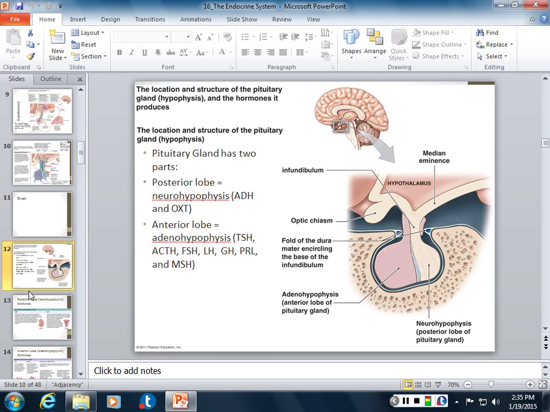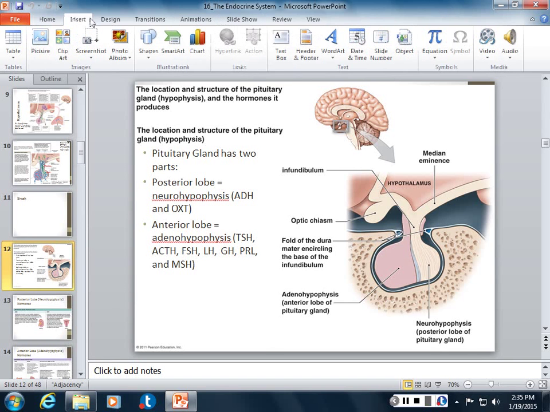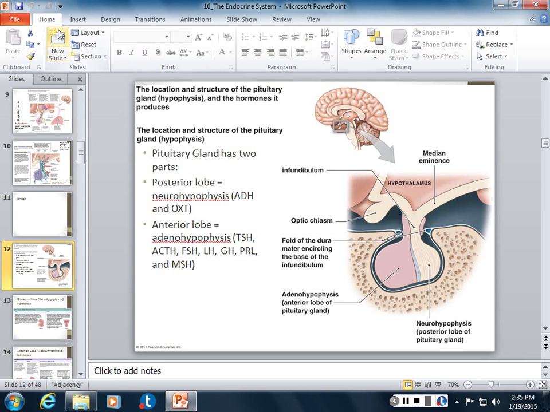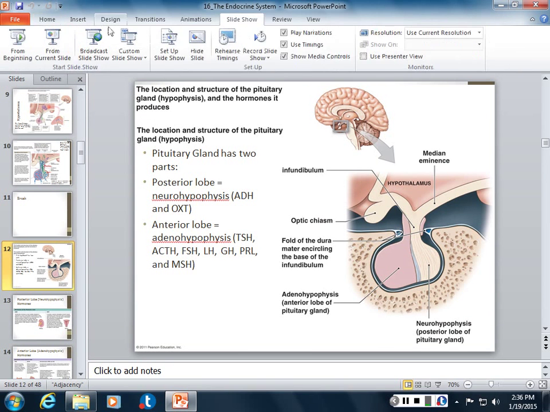And you said pituitary is the gland, and then hypophysis is the anatomical position? Hypophysis is the location, essentially. Hypophysis is below the brain, is what that word means. So it's the region, but really they're used interchangeably. Your book does too. Let's see, slideshow from this one.